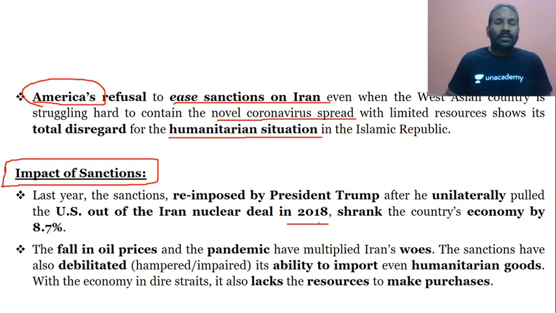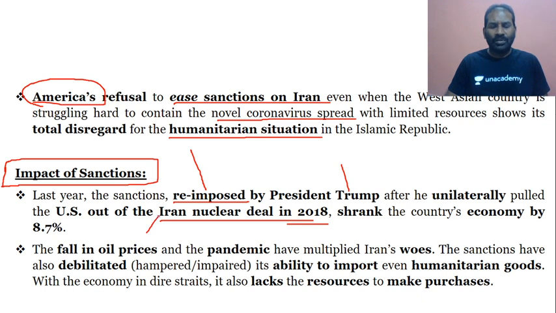So Trump has pulled out of the Iran nuclear deal, and then the US has reimposed the sanctions on Iran. Please do understand. Donald Trump, US President, pulled out of the Iran nuclear deal in 2018, and then the US reimposed the sanctions on Iran, and that decision was unilateral by the US.